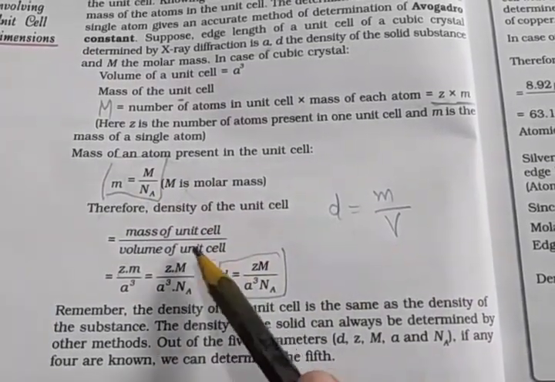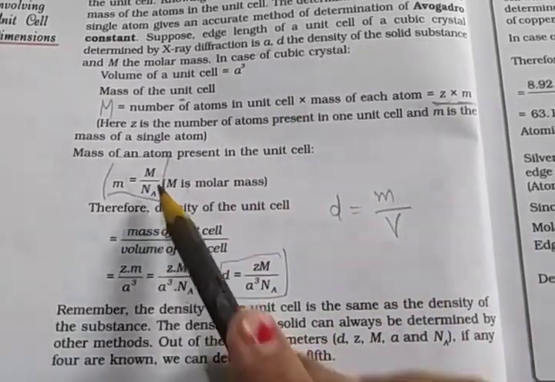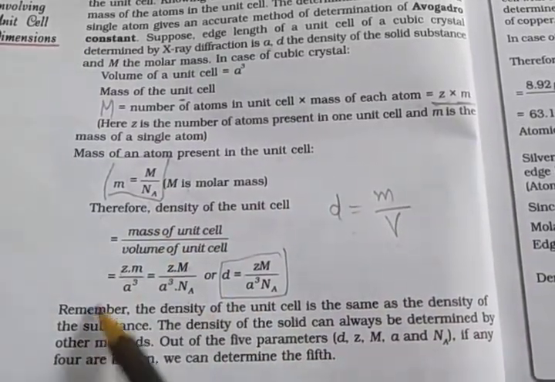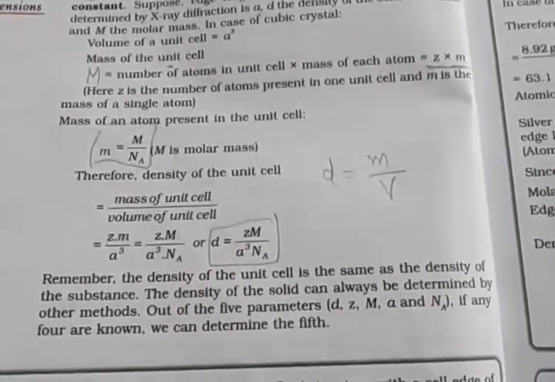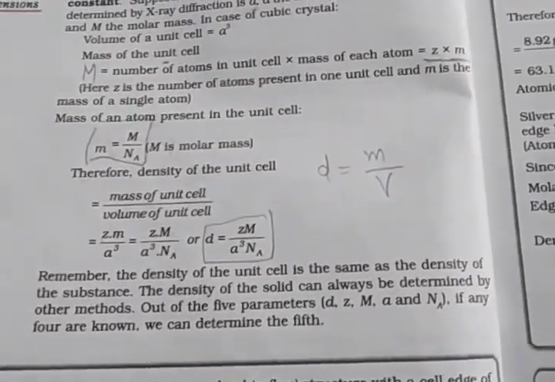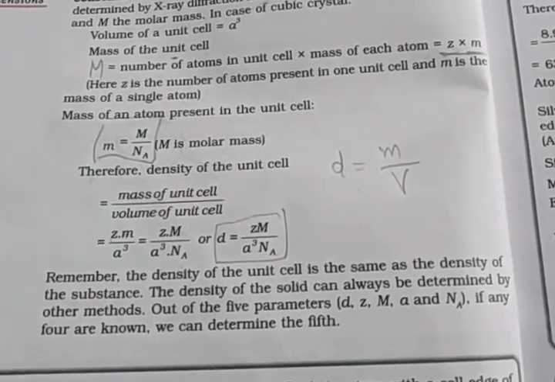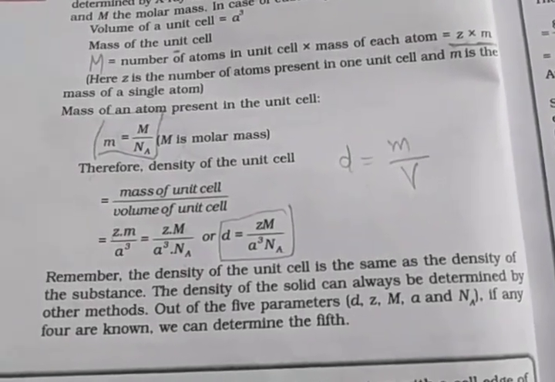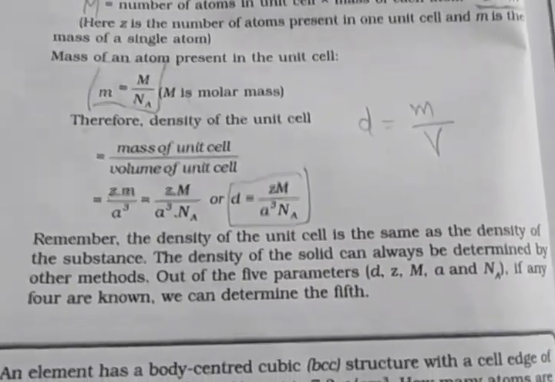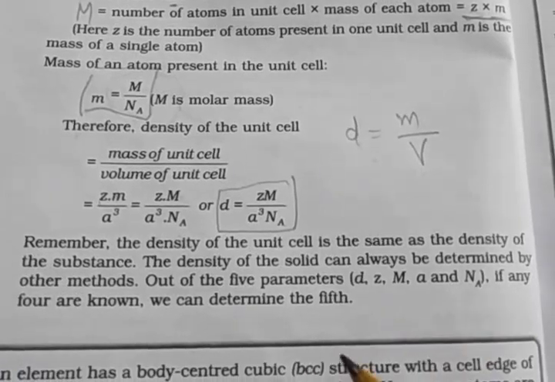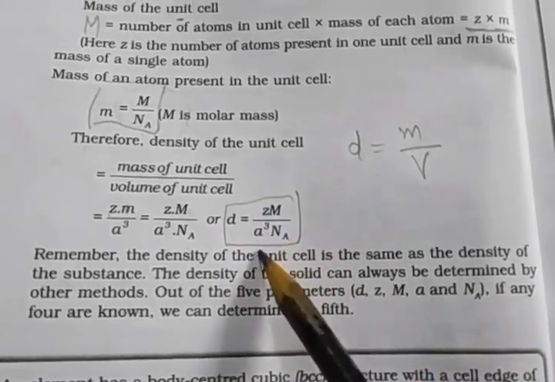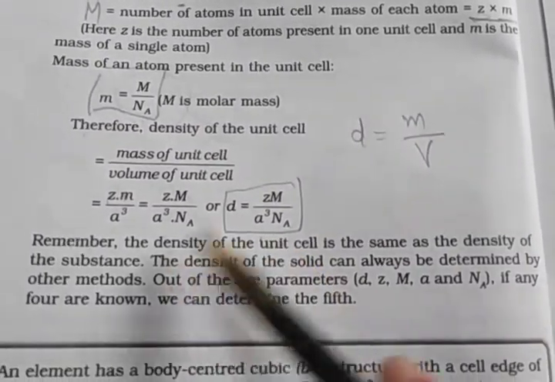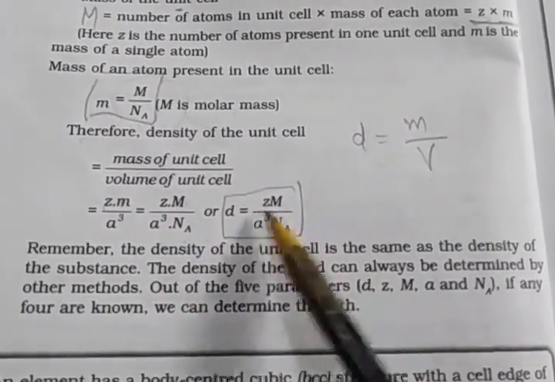So the density of the unit cell is small m upon capital V, which is Z M upon a cube Na. This is the density. The density of the unit cell is the same as the density of the substance, and the density of the solid can always be determined by another method. Out of 5 parameters, small d, small z, capital M, small a, and Na, if any 4 are known, we can determine the 5th.